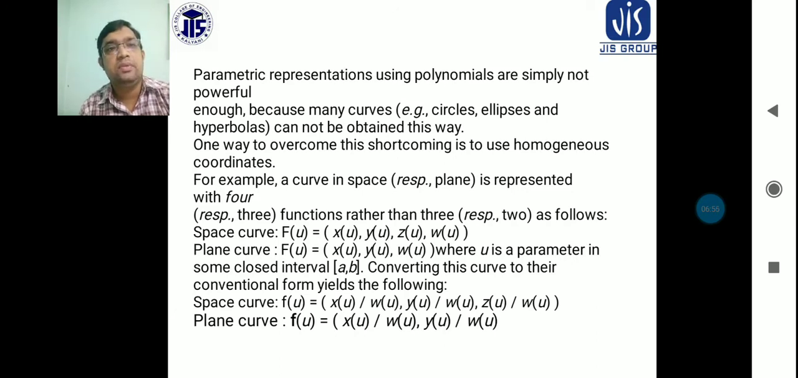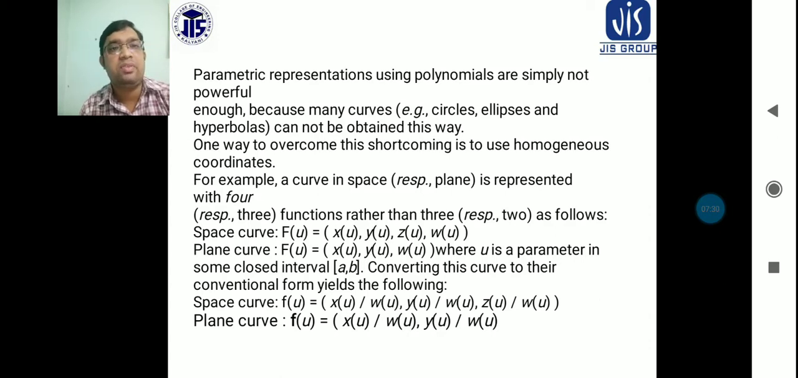Parametric representations using polynomials are simply not powerful. That is, polynomials are not powerful enough; that is very simple. You also have to draw this type of curve, but polynomials are not powerful enough, because many curves, such as circles, ellipses and hyperbolas, cannot be obtained this way. One way to overcome this shortcoming is to use homogeneous coordinates.